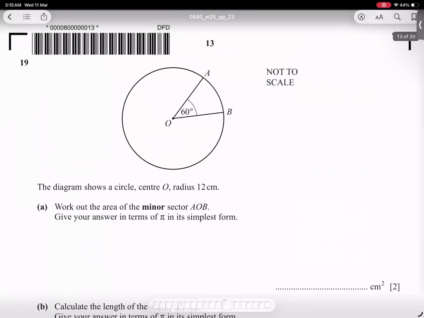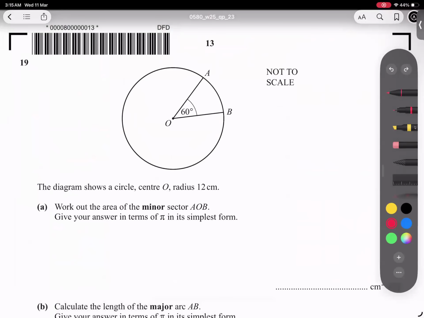Next question, number 19. He's saying that a circle of radius 12, it means radius 12 is given. And the area of the minor sector AOP. Basically, this is called minor and this is called major. So he is asking for the minor in terms of a multiple of pi. So the formula of the area is very simple: theta by 360 degrees into pi r squared.